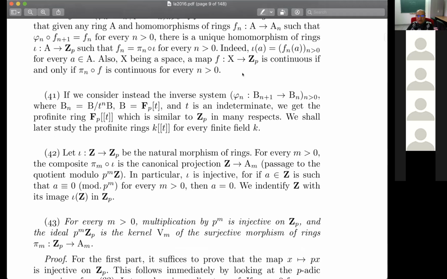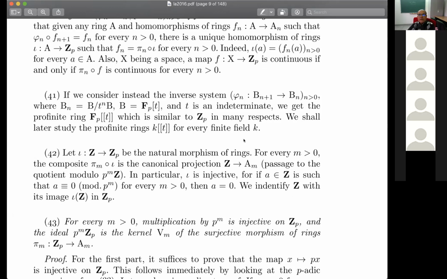So here's a word about the topology of Zp, which is that if I have some arbitrary topological space X, when is a map from that space X to Zp continuous? So the answer is it's continuous if and only if, when I compose that map f with the various π_n's to get a map from X to A_n, those maps are all continuous. They are maps into discrete spaces, and I want them to be continuous.